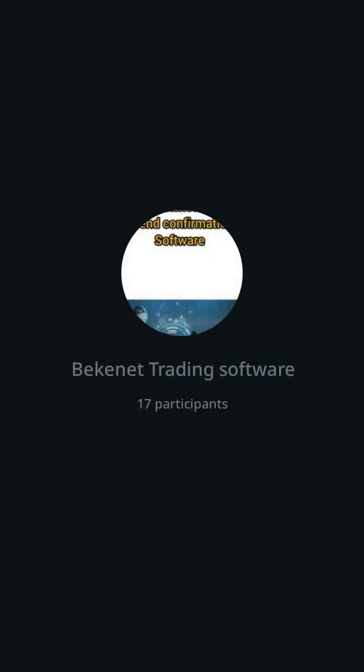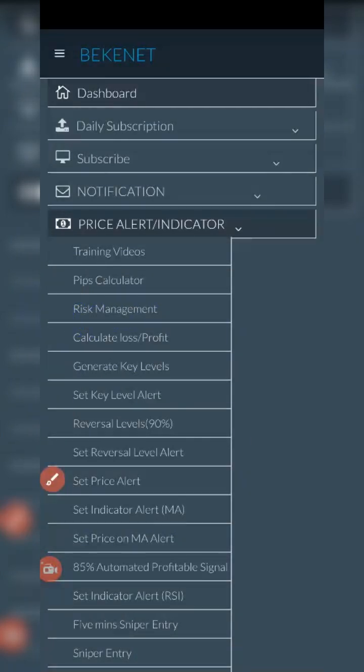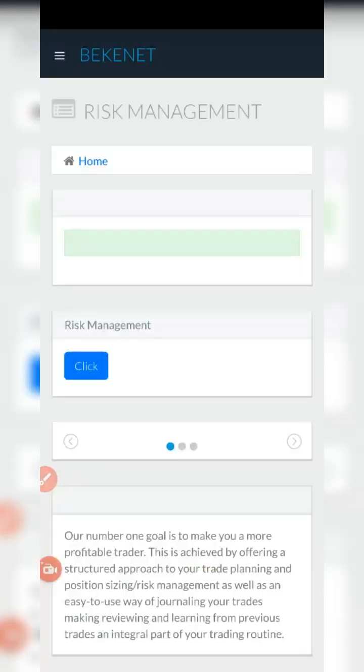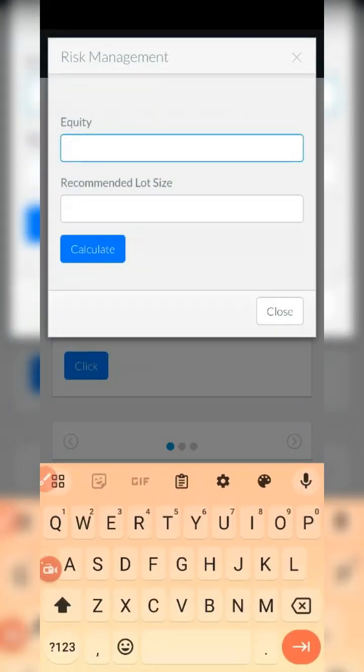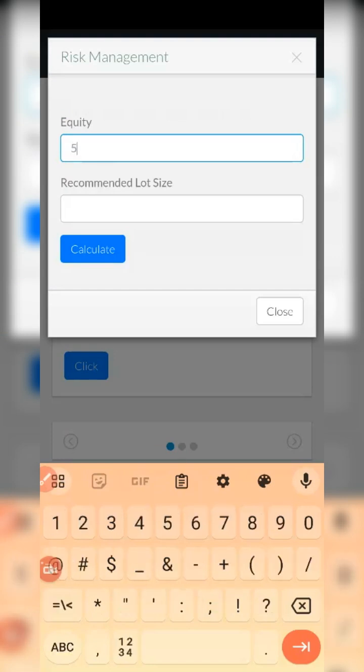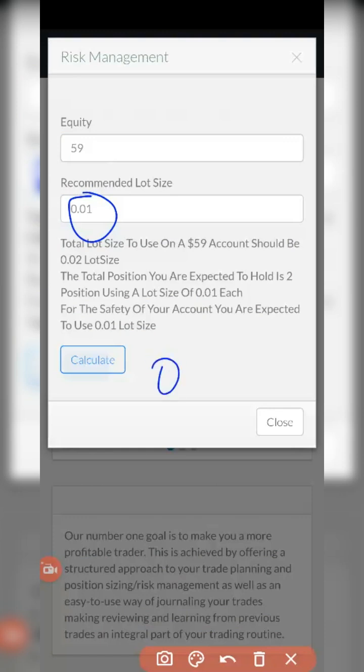So we are going to be using this risk management calculator. Where is it again? This is the risk management. Just click it. It's only available for forex traders. All you need to do as a normal trader, if you are using $50 or $20, I'll show you how to use it. Just put your equity here, let's say $50. Click on it. It will generate the lot size you are expected to use. Please don't trade more than 0.01 if you are using $50.